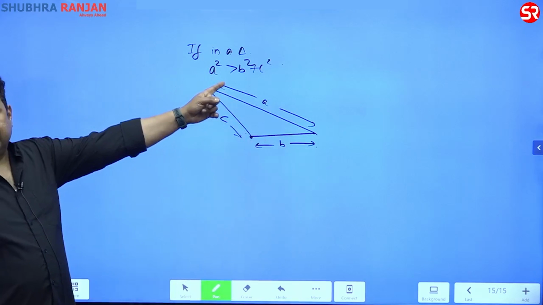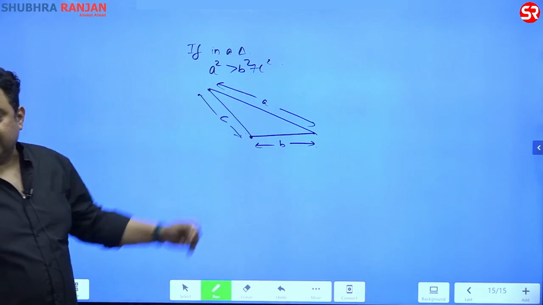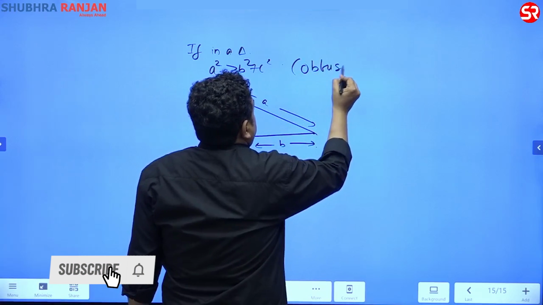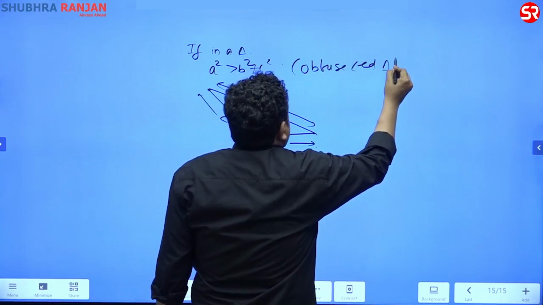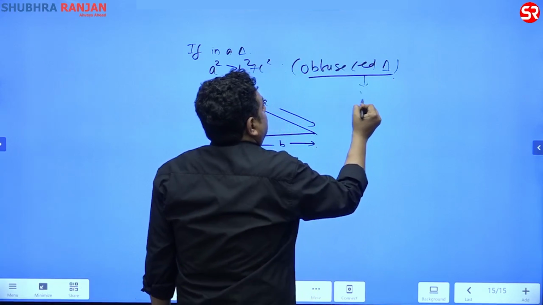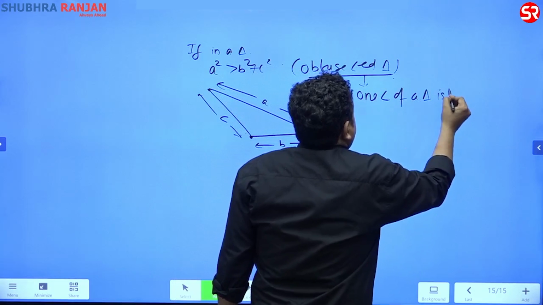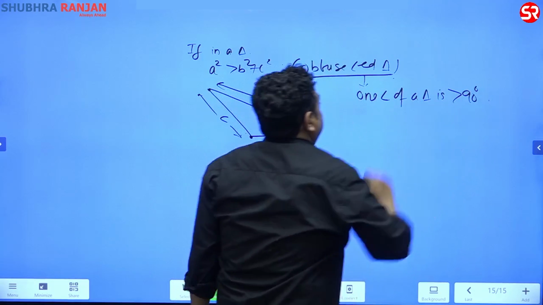So from today onwards, if A square is greater than B square plus C square, it's an obtuse angled triangle, meaning one angle of the triangle is greater than 90 degrees. Note it.